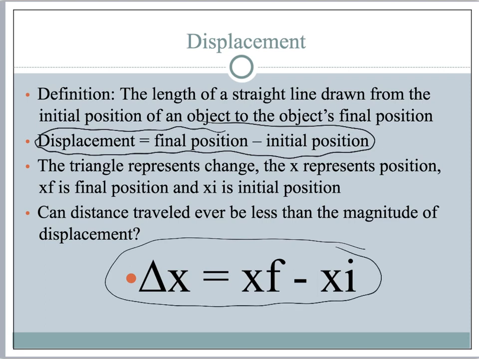Delta x means change in position. X_f really should be written with a subscript. It should look like that. And the X_i should look like that. Something happened in the transfer to the computer's program, I guess. But X_f is final position, X_i is initial position. So the difference in those two is the change in position.